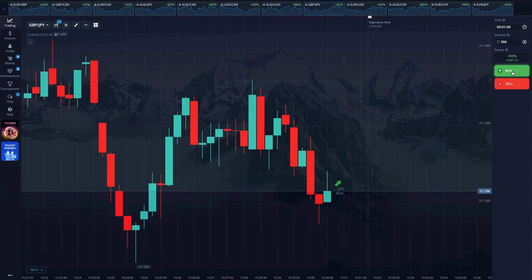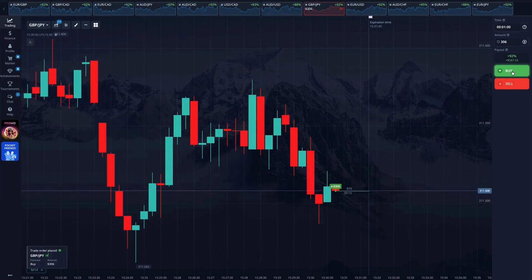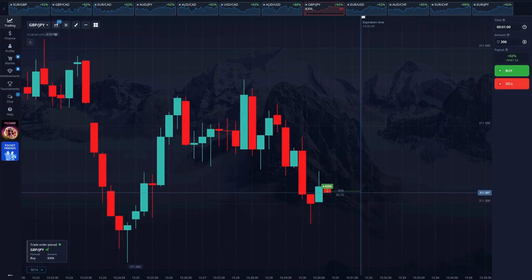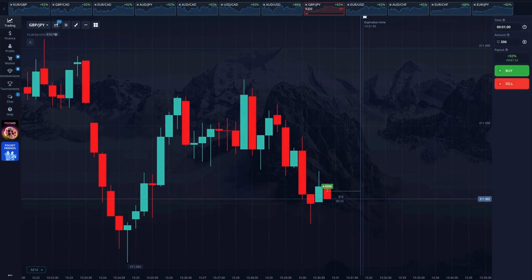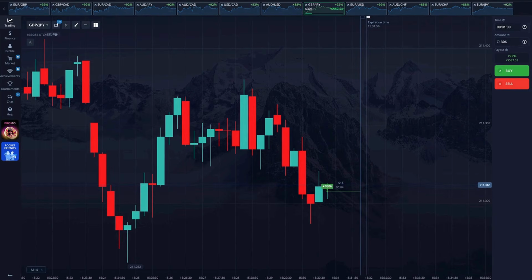Now let me show you another important situation in this strategy, the reversal setup. In the previous example, we saw a breakout trade, but sometimes the market does the opposite. Instead of continuing the breakout, the price rejects the level and reverses direction. And that is exactly what happens in this example.